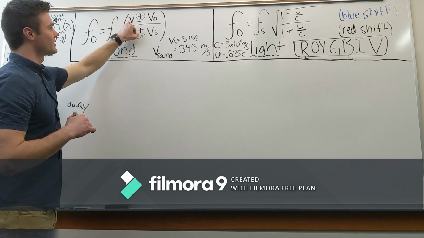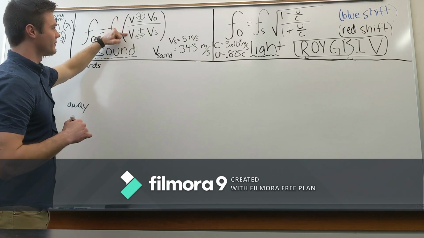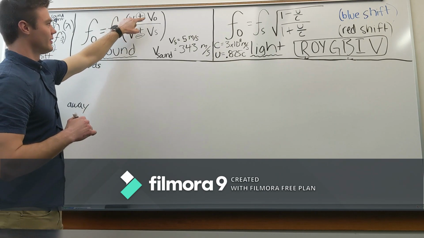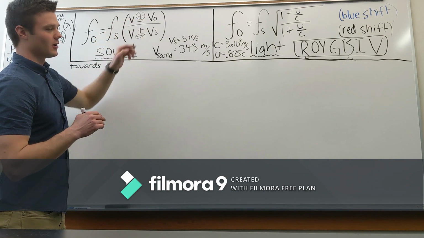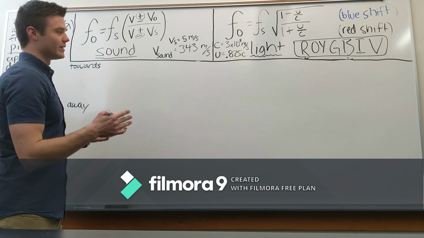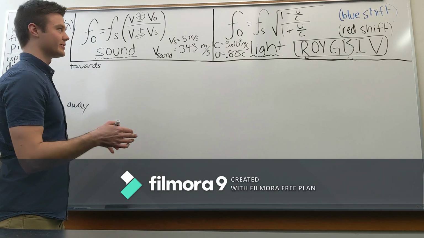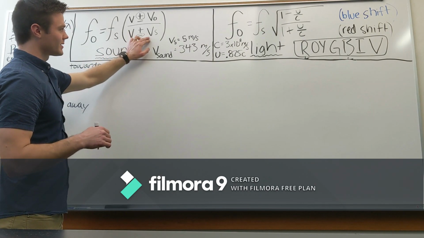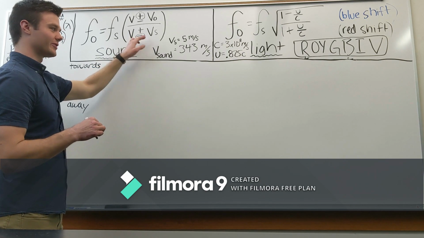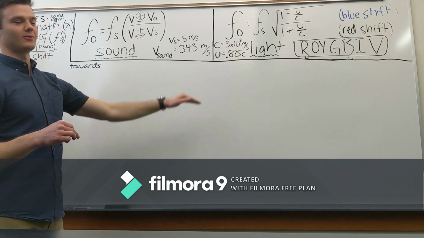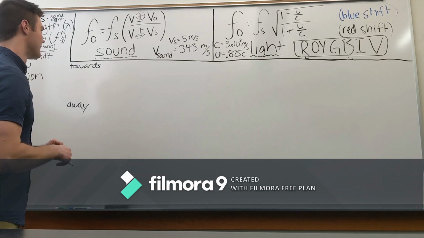This is the frequency of the sound at the source. This is the velocity of sound. Both of these V's are the velocity of sound. This is the velocity of our observer, and in this case, it was stationary, so it was 0. This is the velocity of our source, so that's the car's velocity towards the observer.